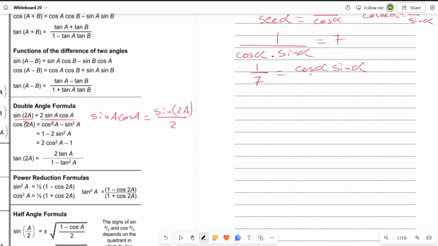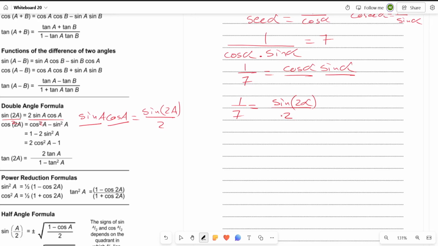So I can use this over here. I can see that I have a sine of something multiplied by cosine of the same thing. So I can change it into this form over here. So this is going to stay 1 over 7. And this is going to equal 1 over 2 times sine of 2 times whatever that was there in the beginning. So 2 times alpha. Sorry, 2 times alpha over here.